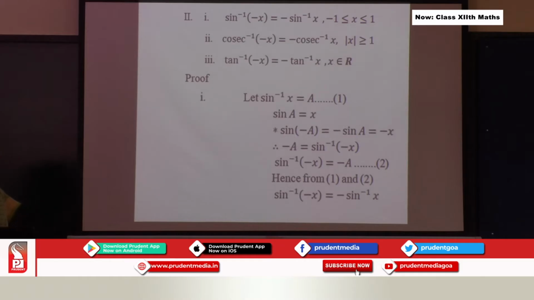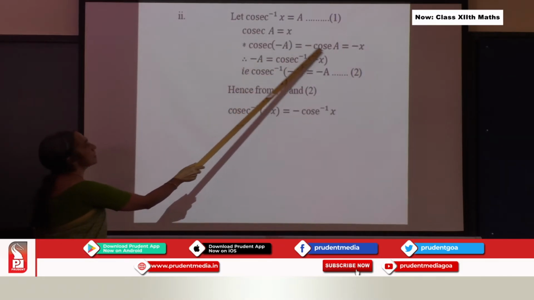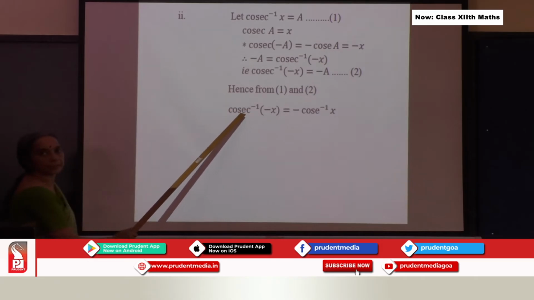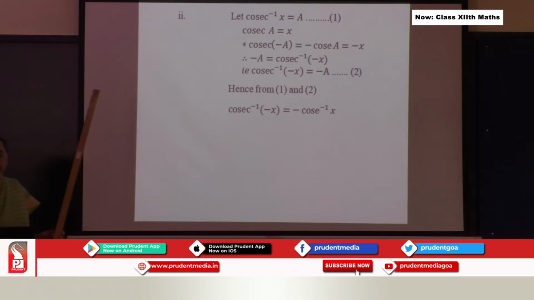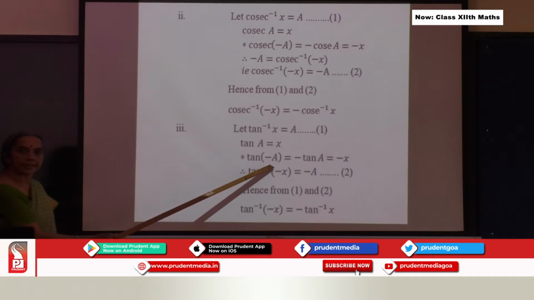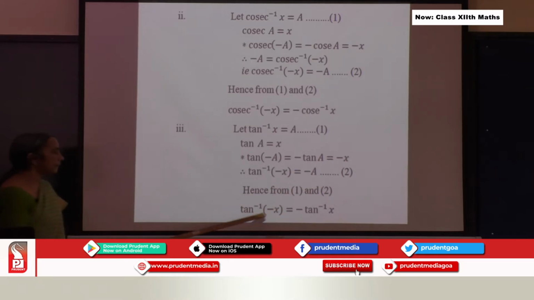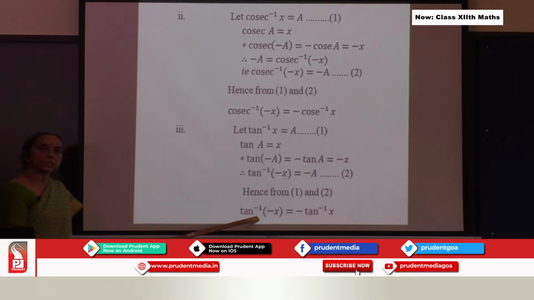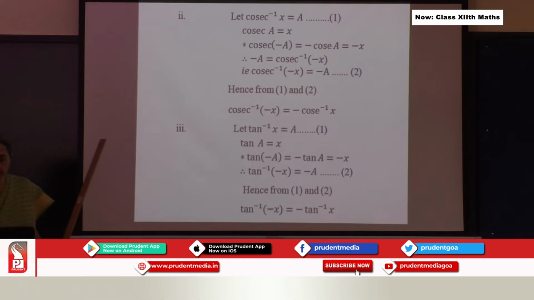In a similar way, we can prove the others. You know that cosec of minus A is minus cosec A. From that you will get cosec inverse of minus x is minus cosec inverse of x. Similarly, you know tan of minus A is minus tan A, which is minus x. From that we will get tan inverse of minus x is minus tan inverse of x.